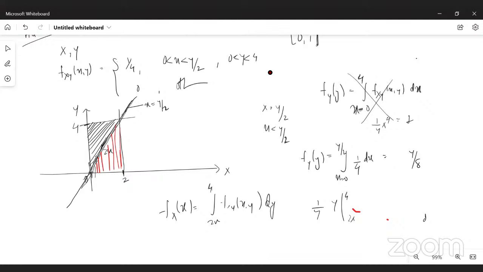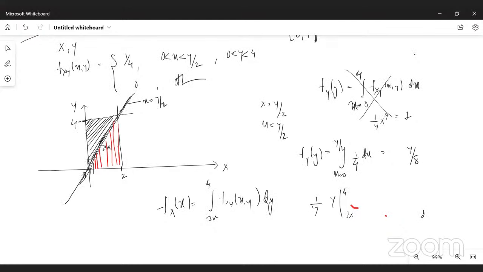If we are talking about the lower triangle, in that case you are talking about marginal density of x. Okay, so can you tell me what should be the limit for y? For x, we will integrate over y, right? So how should the limit vary? 0 to 2y. 0 to 2x, right? Sorry, 0 to 2x, right?